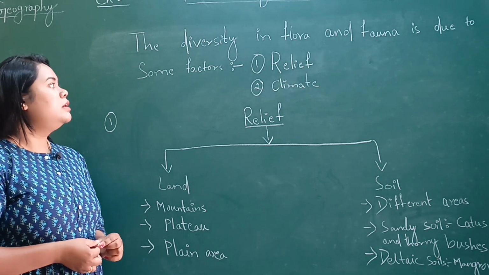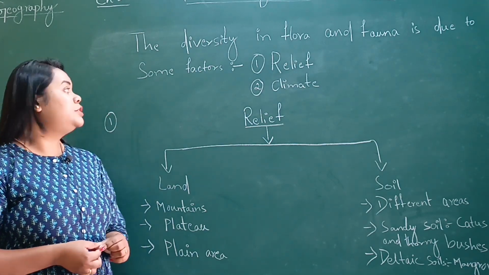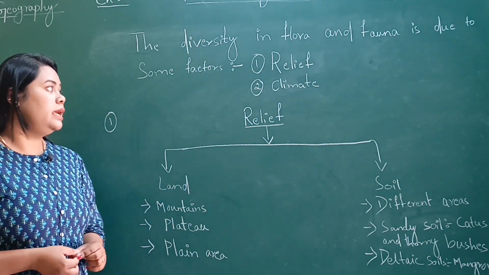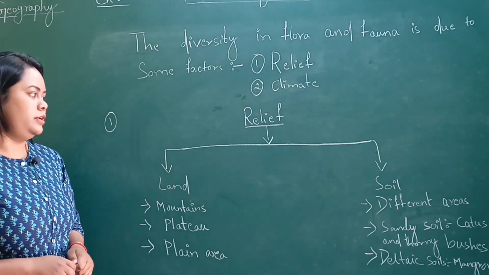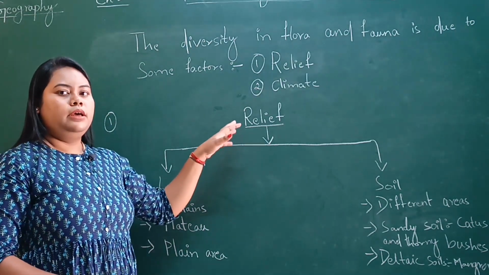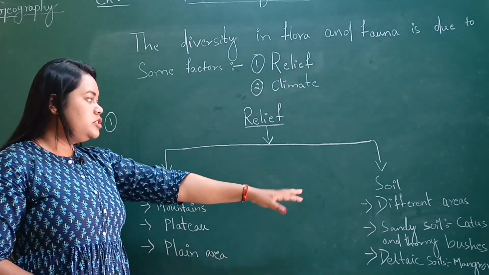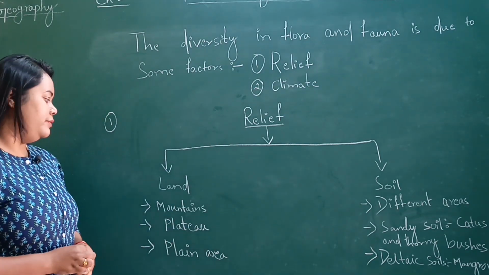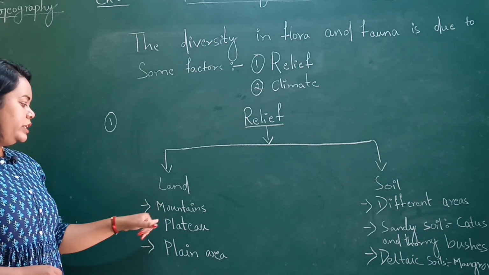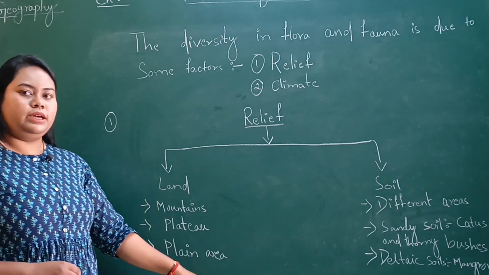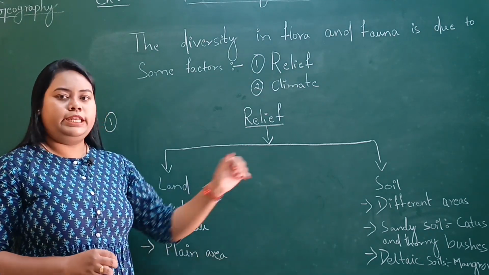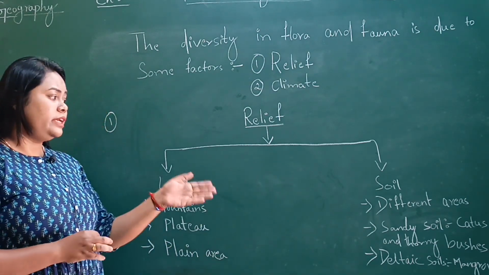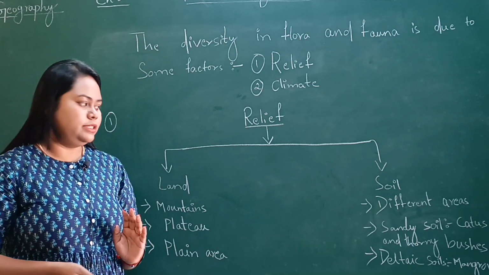The diversity in flora and fauna is due to some factors, and they are relief and climate. Now I will explain them one by one. First, relief. Land and soil come under relief. In land, there are mountains, plateaus, and plain areas. And soil varies in different areas, like different areas have different soils.